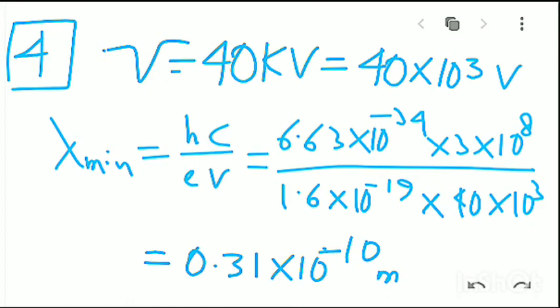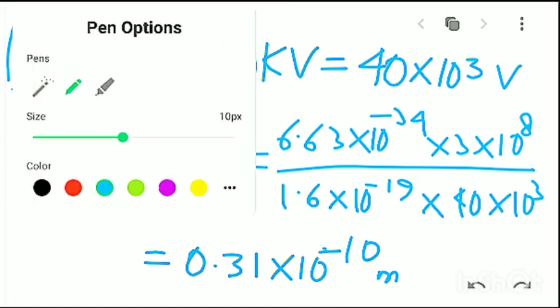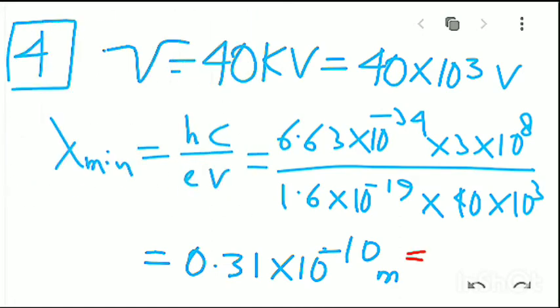And this 10 to the power minus 10 meter can be written in terms of Angstrom, because 1 Angstrom equals 10 to the power minus 10 meter. So the answer can be written as 0.31 Angstrom. Clear?